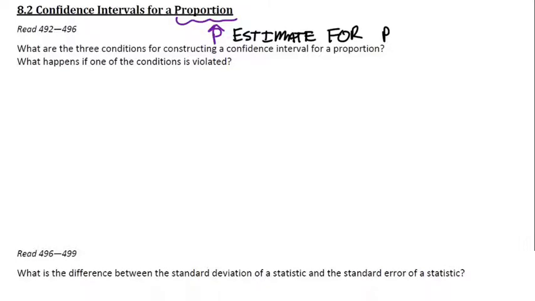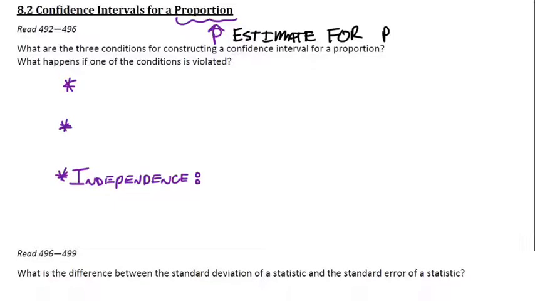So let's start with the first part here. It says, what are the 3 conditions for constructing a confidence interval for a proportion? And then what happens if one of the conditions is violated? And we'll actually see that in one of the examples here in the notes. So there's 3 conditions. Let's start with 3 stars. I'm actually going to start on the bottom one here, and this is one that we know. There's a condition for independent sampling.